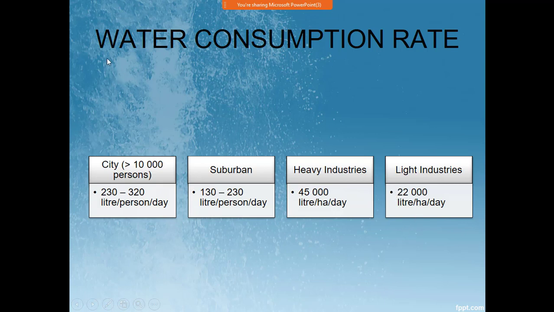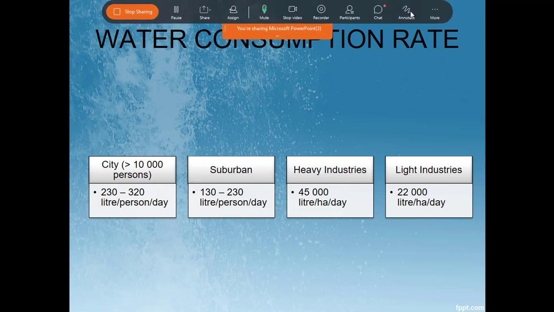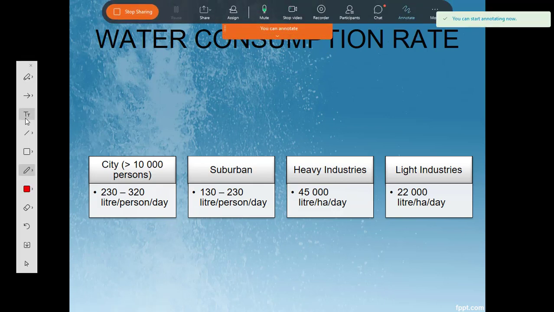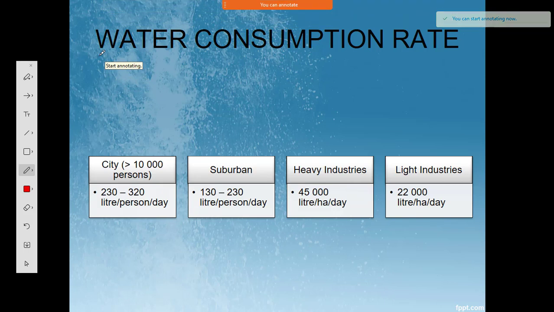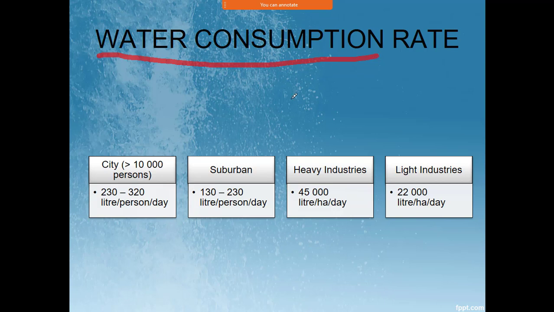But why are we concerned about the water consumption? Simply because water will be converted to wastewater. So if we know the water consumption, we can estimate the wastewater quantity. The first thing is the water consumption, and after that we can estimate the wastewater.